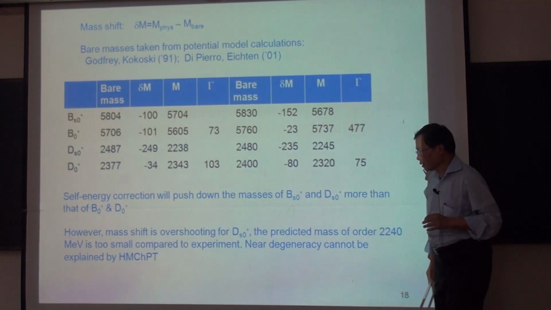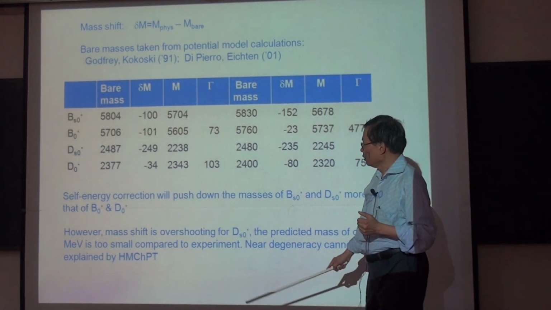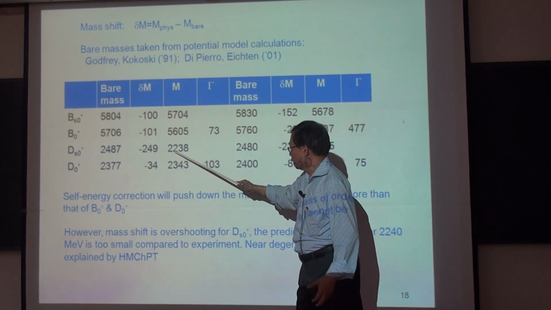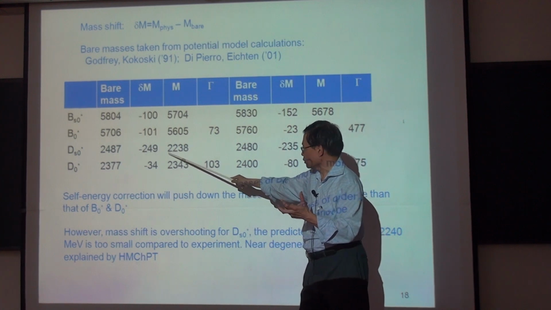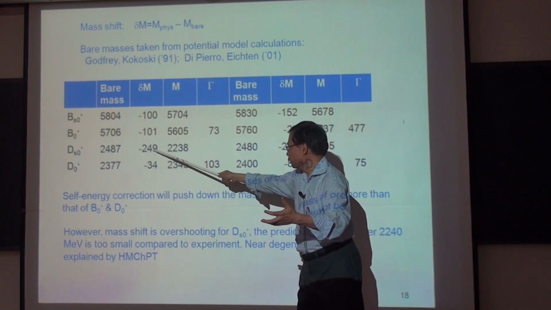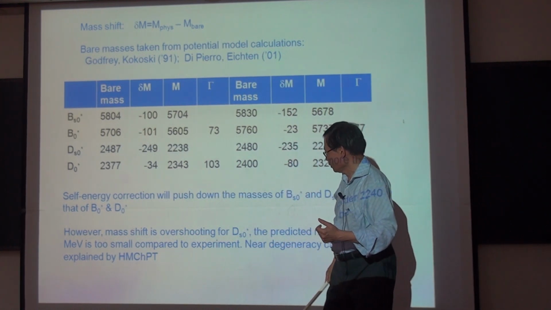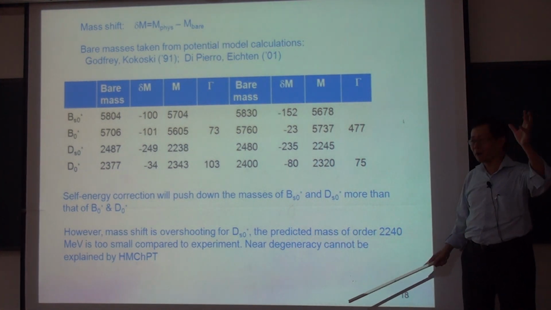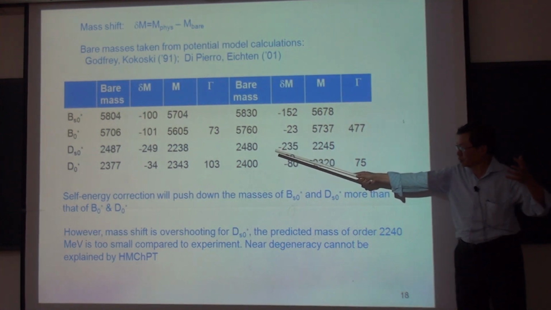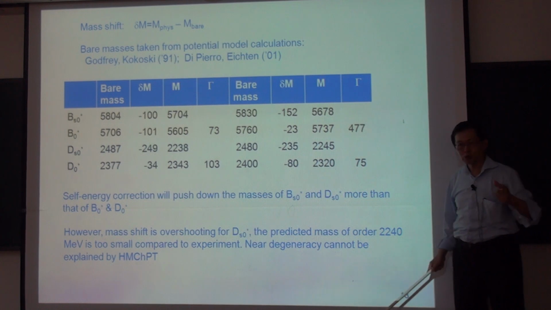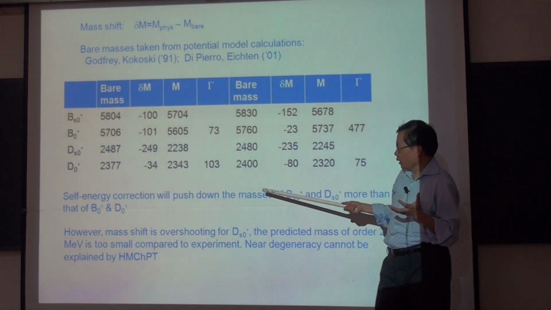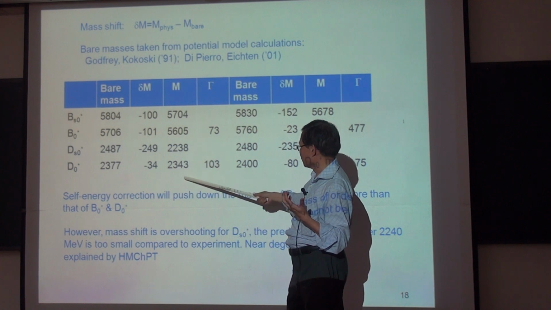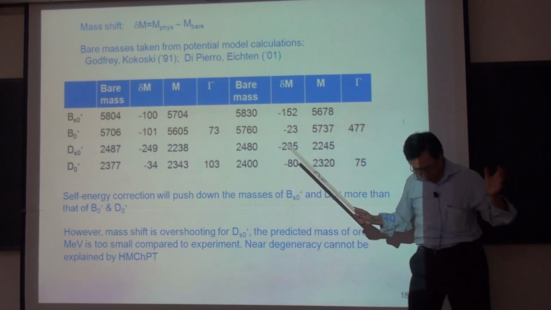But the trouble is that the mass shift for the D s zero star is overshooting. Its measured mass is 2317, so you need to push down by about 170 MeV, but you push down by 250 MeV, which is too much. There are two problems. Not only can the mass of the D s zero star not be accommodated here, but the near degeneracy also cannot be explained, because you see the mass difference is even bigger. Originally it was like 100, but here it is also like 100. That doesn't work.